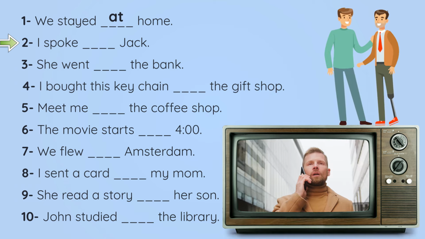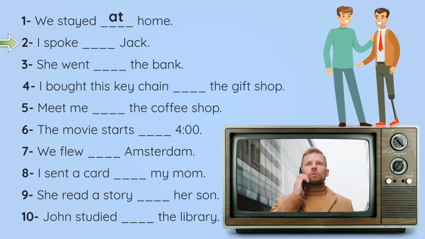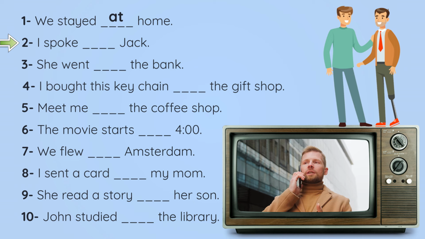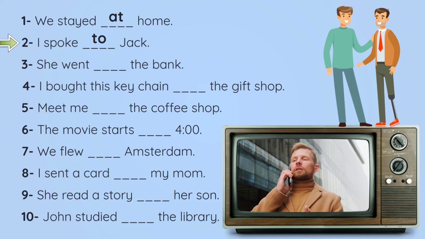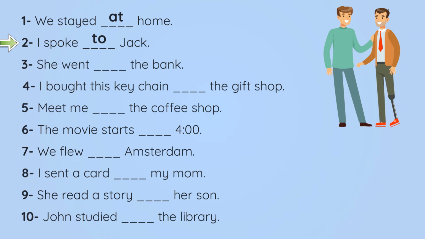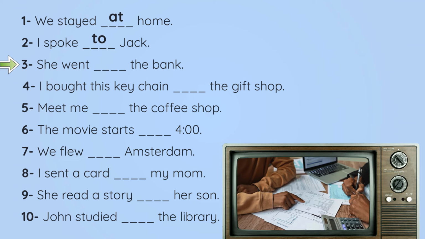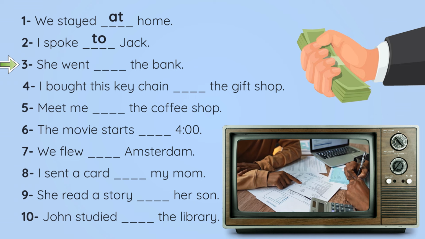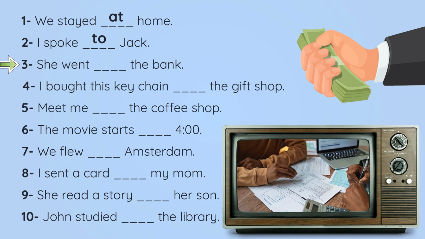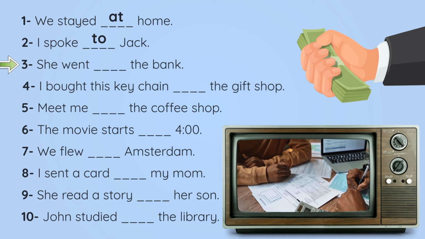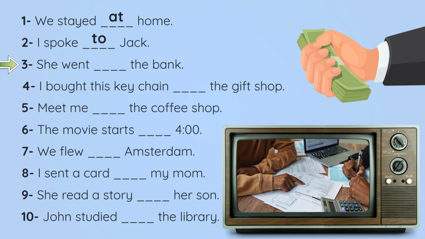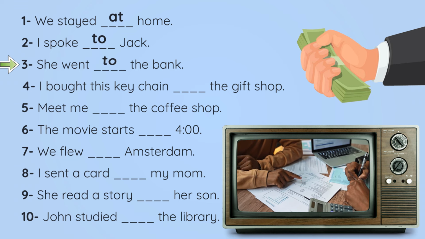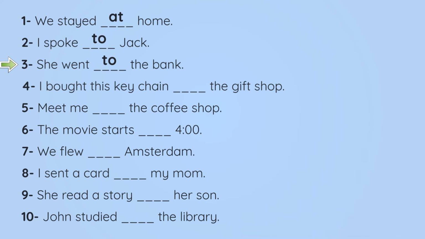I spoke to Jack or I spoke at Jack. What do we say? I spoke to. The direction of your speech is towards Jack. Next, she went blank the bank. To the bank or at the bank. She went. So went is movement. Think of the verb. The verb is talking about movement. She went to the bank.